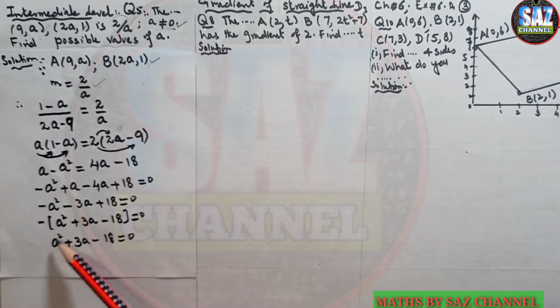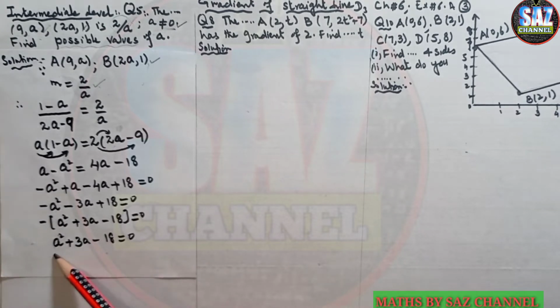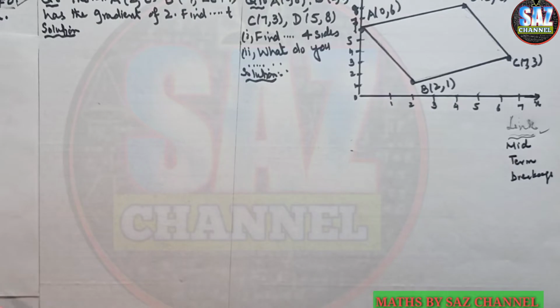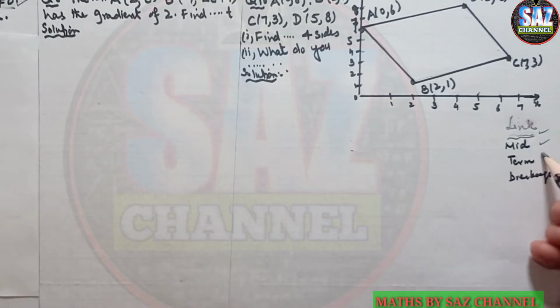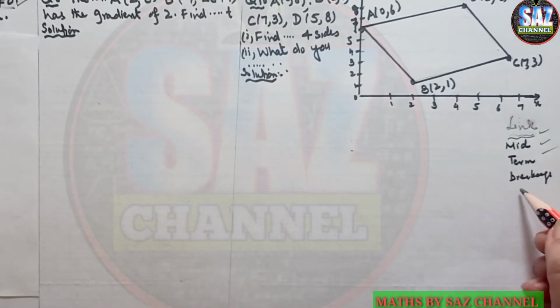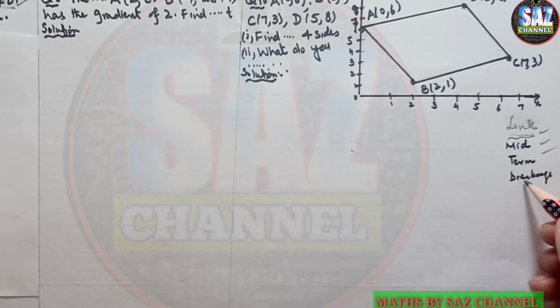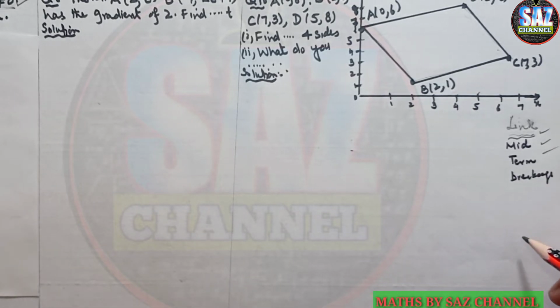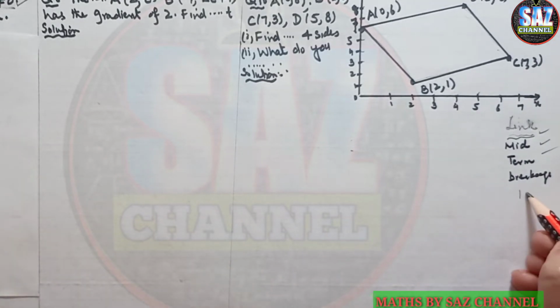The maximum power of the variable is 2, and so this will be a quadratic equation. Now how to solve this equation? There are two methods available. One is the midterm breakage method and the other is the completing square method, or you can apply the quadratic formula. But let me see whether we can solve this equation by the hit and trial method.